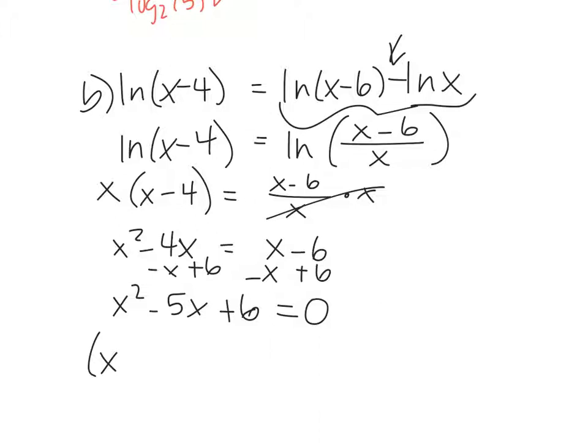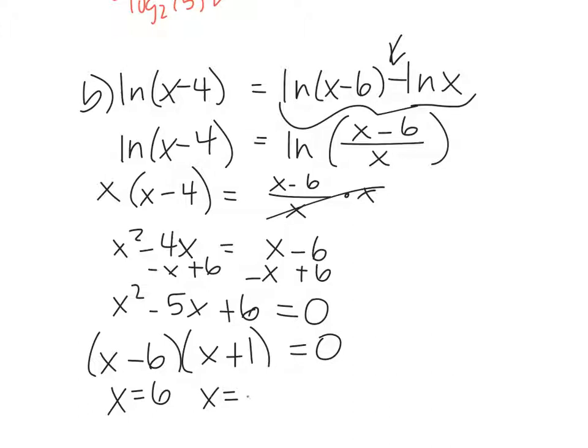Now, I have to factor. I think I can do that here. So I get x minus 6 times x plus 1. Of course, please use the quadratic formula if you need to. So I get x equals 6 and x equals negative 1. Now again, here's where I have to check. I need to check back into the original equation.